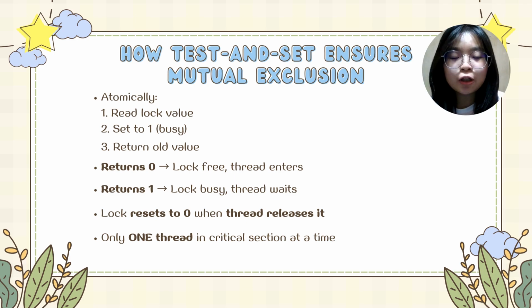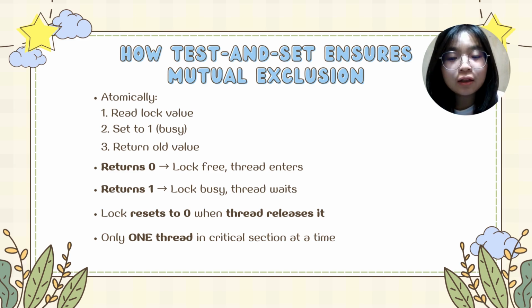How does test and set ensure mutual exclusion? The key is that test and set performs its operation atomically. It reads the lock value, sets it to 1, and returns the old value, all as one indivisible action. This means two threads cannot simultaneously read the lock as 0. When a thread calls test and set and it returns 0, the lock was free and the thread has successfully acquired it. The thread can then enter the critical section.